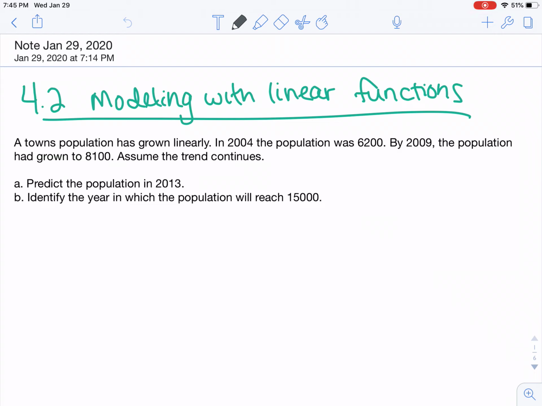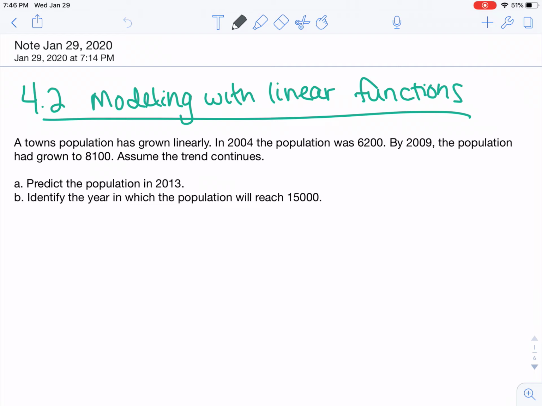You're welcome to graph things if that's a better thing for you. Draw pictures, because I honestly think pictures are one of the best ways to be able to kind of picture what you're looking at here. But really there's not a lot of notes here other than let's just do some examples and then get you on your way. So our first example, it says a town's population has grown linearly.